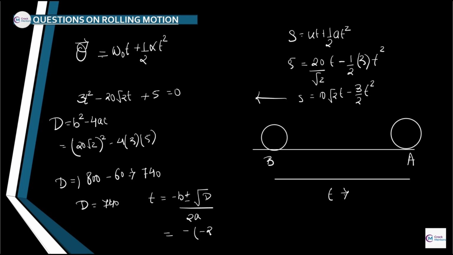What is minus b? Minus b is nothing but, b is 20 root 2, so minus 20 root 2 plus minus under root 740 upon 2a. What is the value of a? It has the value 3. After solving this, 20 root 2 plus minus, what is the under root 740? It is near around basically 25 to the square. Just let me calculate it by using the calculator.